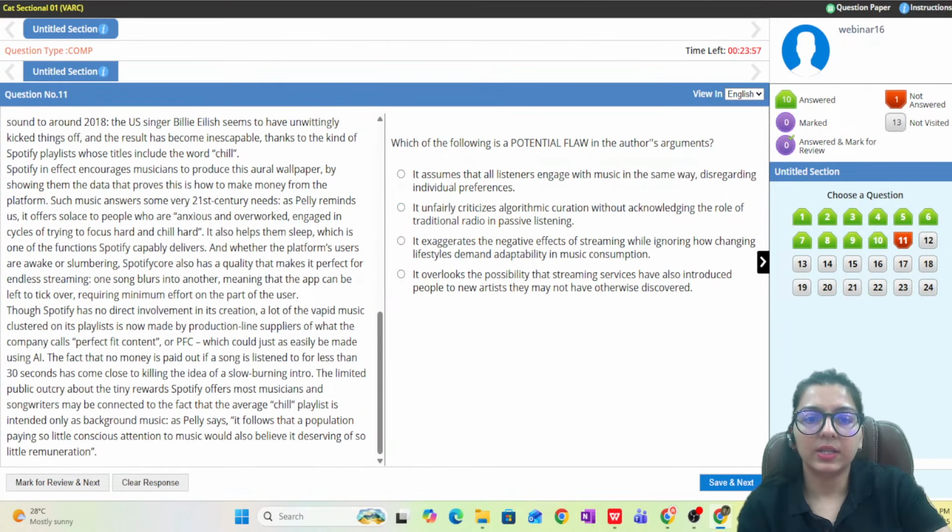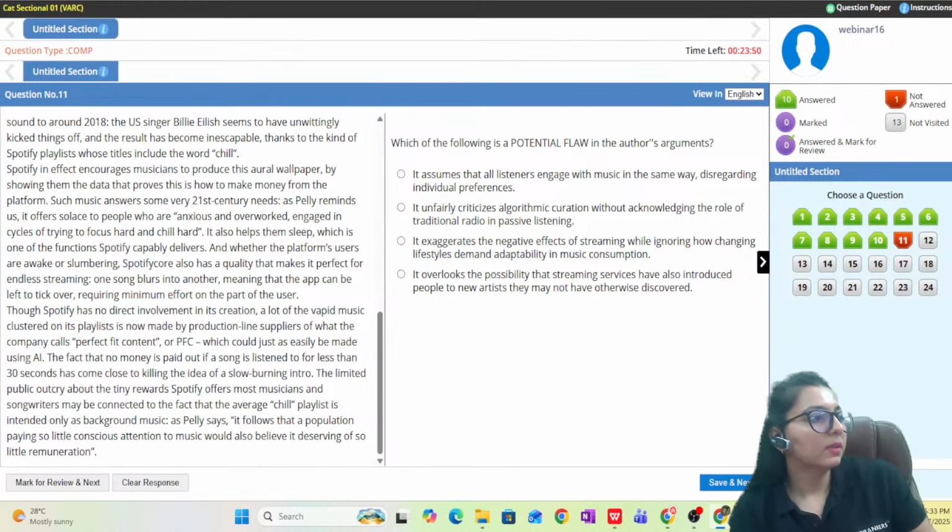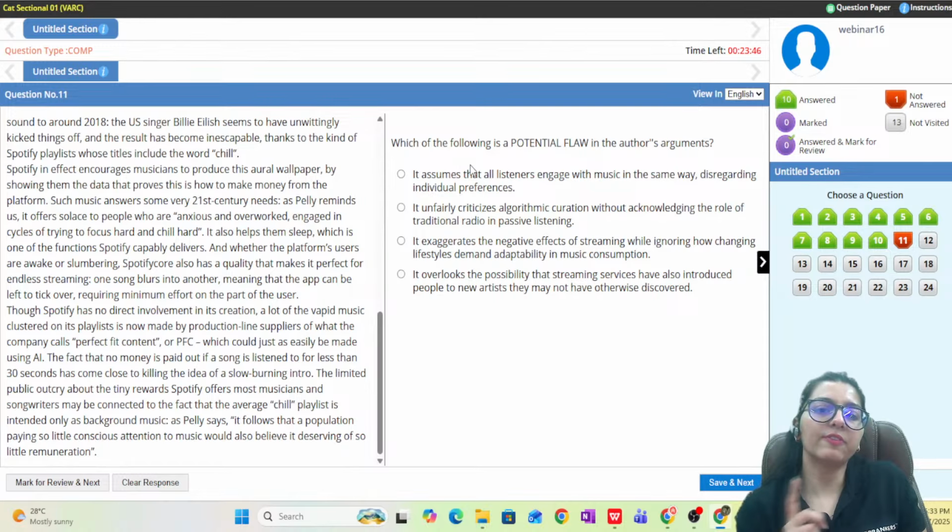Okay. Now let's see the next one. Which of the following is a potential flaw? What could the potential flaw be? It assumes that all listeners engage with music in the same way, disregarding... no. Spotify is not about all the listeners, it's about picking and choosing whoever they are. A can't be. It unfairly criticizes algorithmic curation without acknowledging the role of traditional radio. It didn't do that, out of scope. It exaggerates the negative effects of streaming while ignoring how changing lifestyles demand adaptability in music consumption. No, there's no exaggeration. It's the wrong choice.